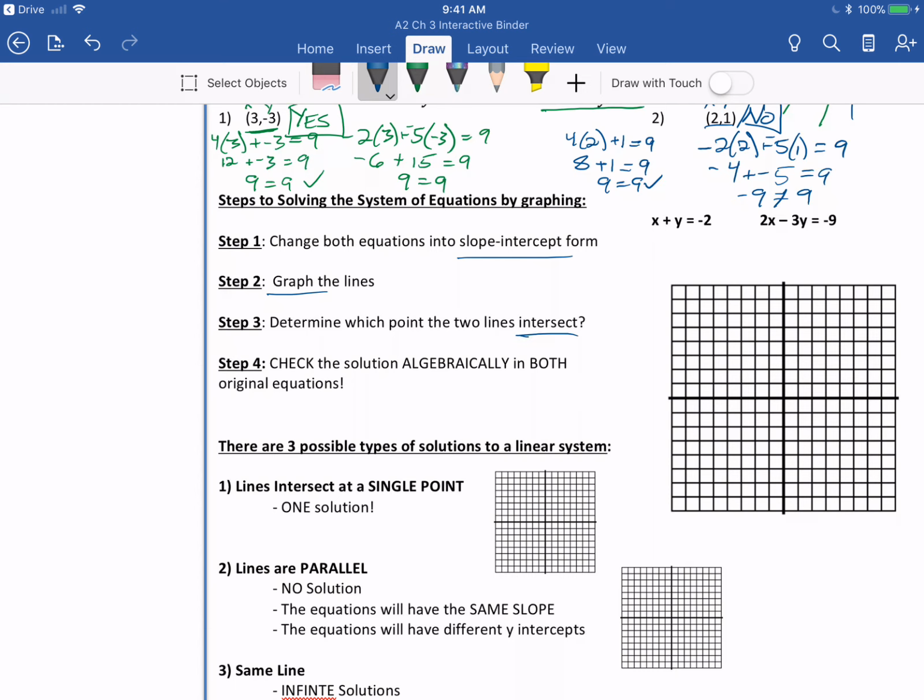All right, and that's going to be our answer. And we could check it algebraically in both equations to make sure it does work, kind of like we did up here for you guys. All right, awesome. So here we go.